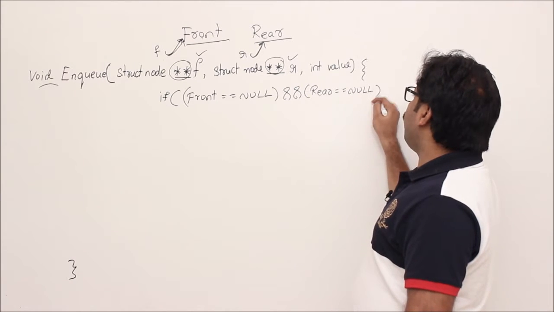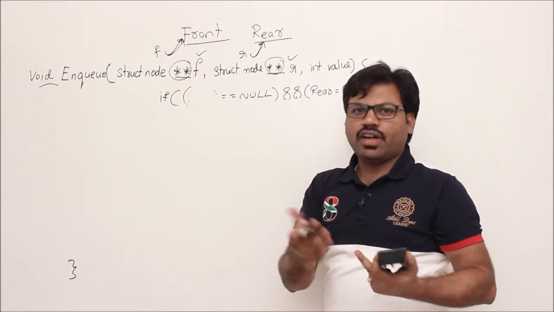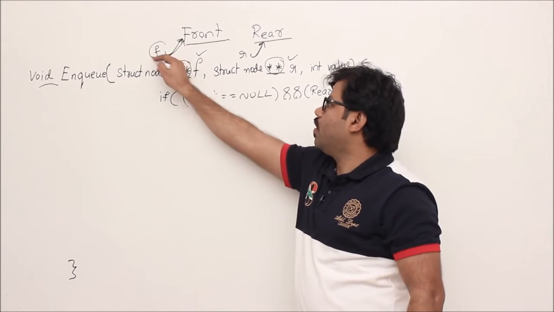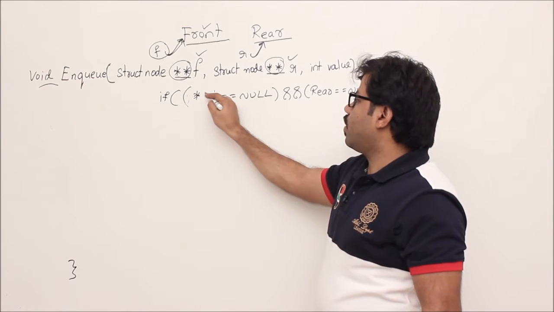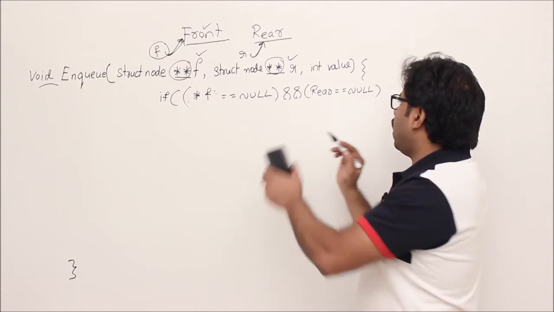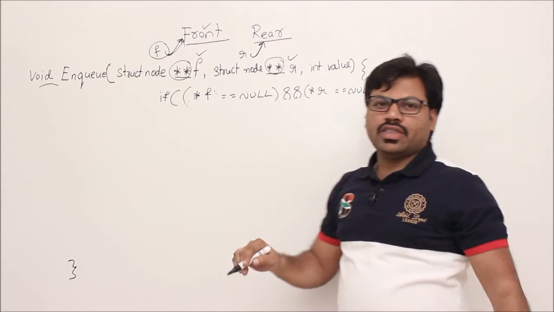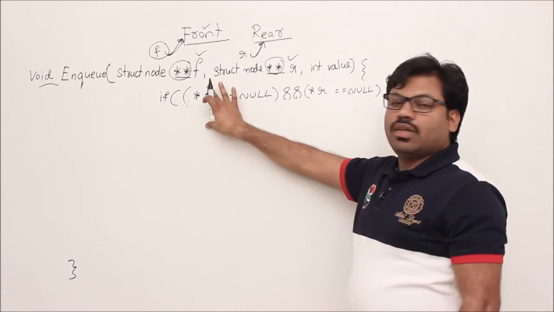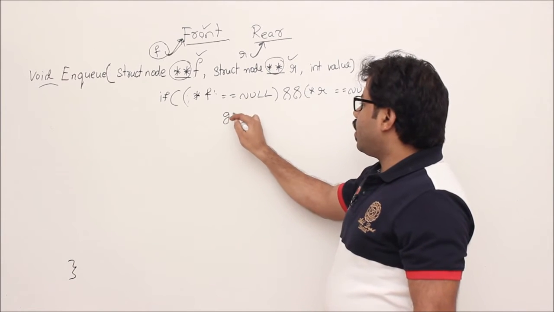If front equal to null and rear equal to null, what is the activity? We'll see. Before that, let me eliminate front because front is our illusion. We don't have front here. What we have? F. But you wanted to write front, then simply write star F, correct? So star F equal to null and star rear equal to null. Then what happens? Definitely case number 1. Your queue is empty.